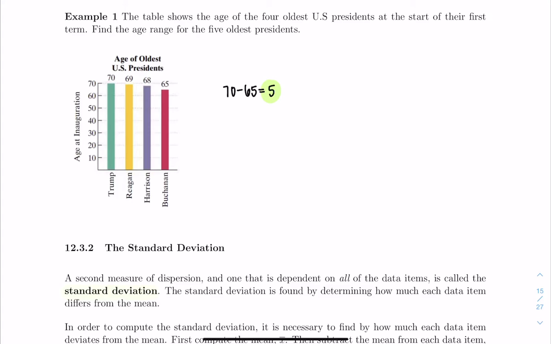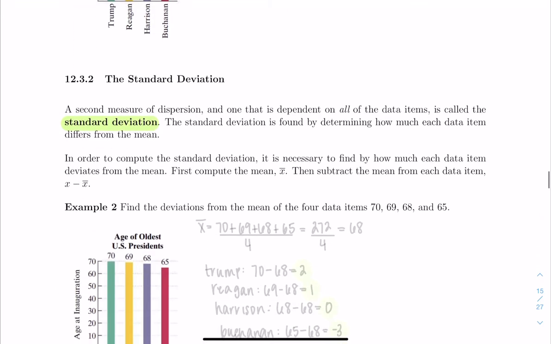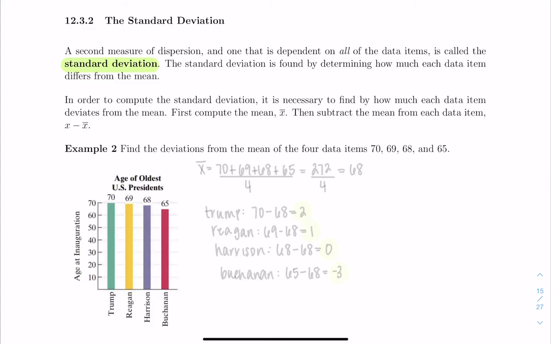The second measure of dispersion, and one that is dependent on all of the data items, is called the standard deviation. The standard deviation is found by determining how much each data item differs from the mean. To compute it, we first compute the mean, and then subtract the mean from each data item, x minus x bar. We want to find the deviations from the mean for the 4 data items of the U.S. presidents: 70, 69, 68, and 65.